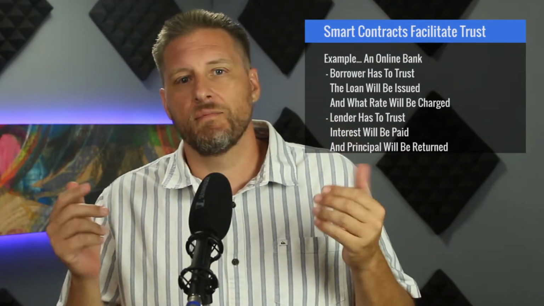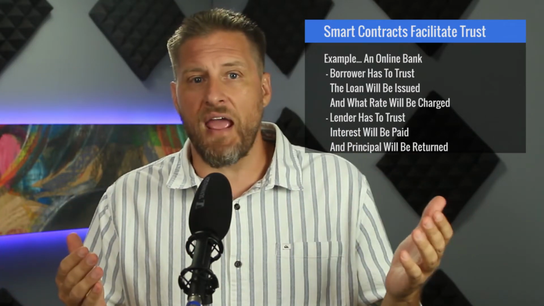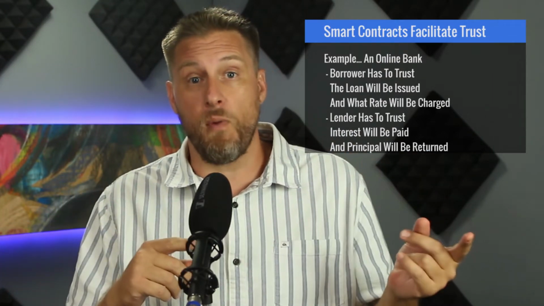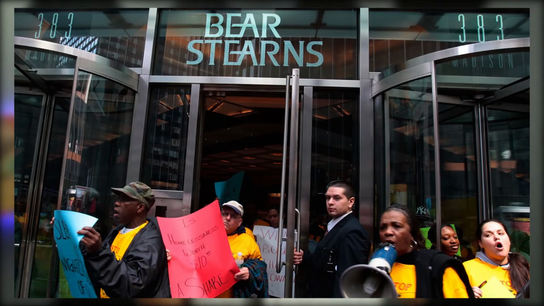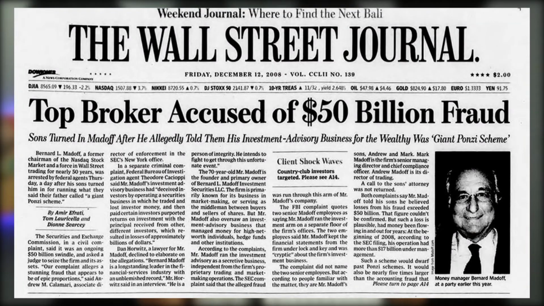On top of this, smart contracts can solve some very old and fundamental problems. First, they facilitate trust. Let's say you wanted to set up an online bank where people could deposit and borrow money. Sounds pretty simple, right? But to do this, both the lender and the borrower have to trust the intermediary. Normally, this is really, really difficult. Just think about Bear Stearns, Lehman Brothers, Bernie Madoff. The list goes on and on. How can you trust that your money is actually safe?